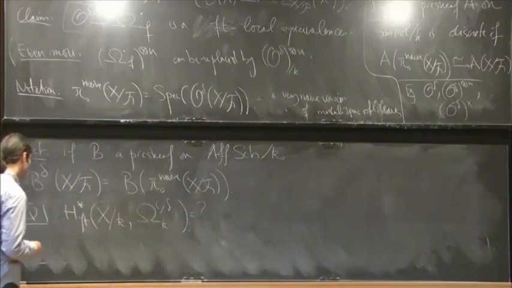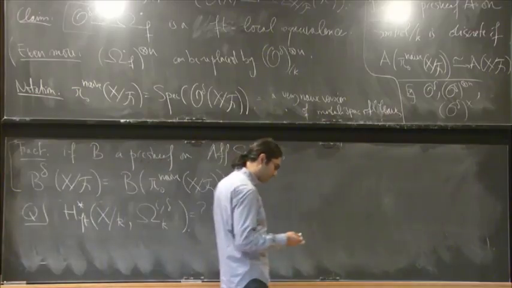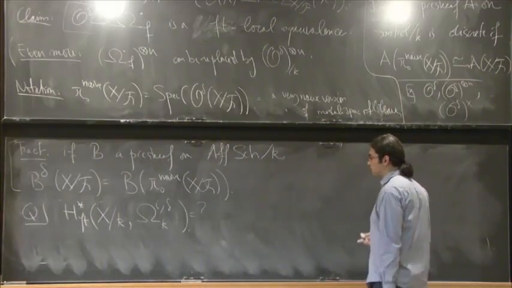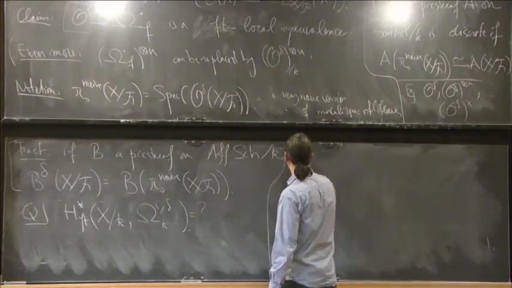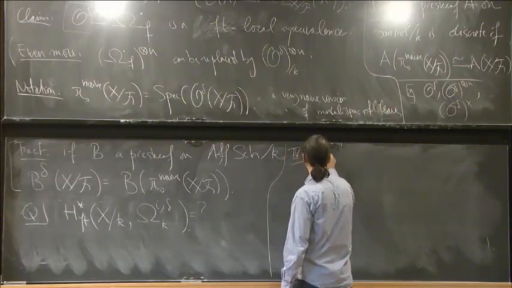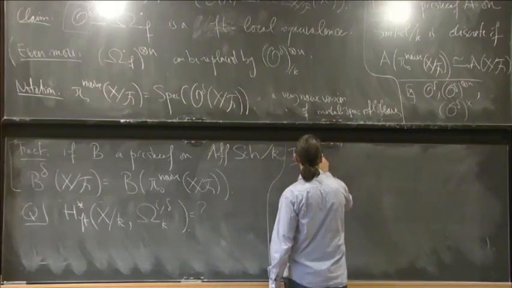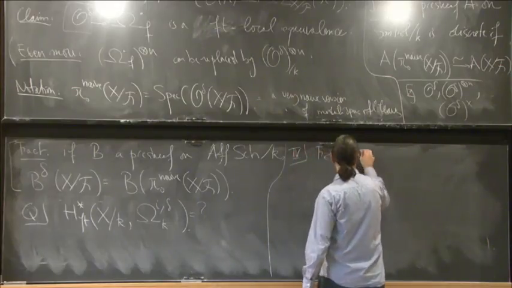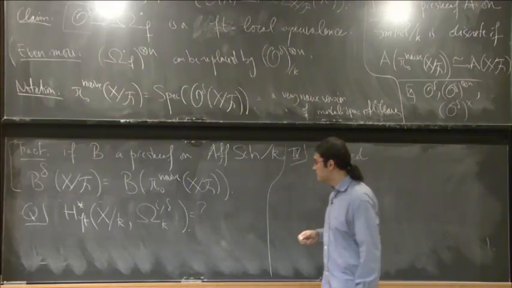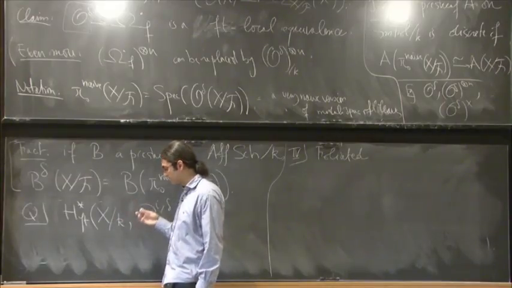And this is what I would like to understand. So more generally, one could ask, what is the foliated cohomology of an algebraic variety with values in a discrete sheaf? Maybe this will be the next topic. Foliated homotopy type: X is foliated with a coarse foliation.